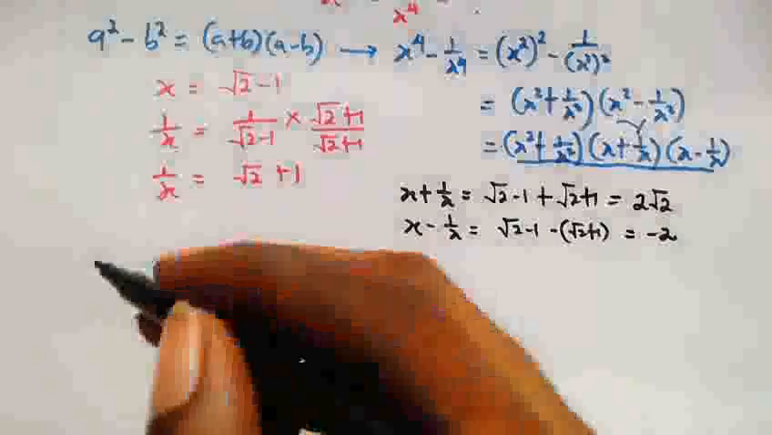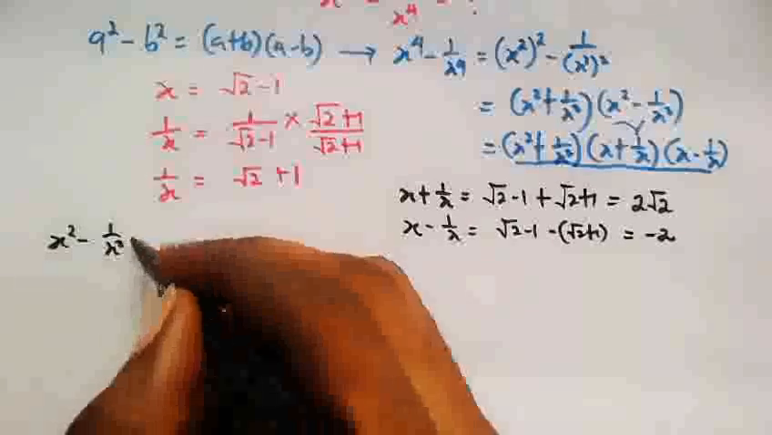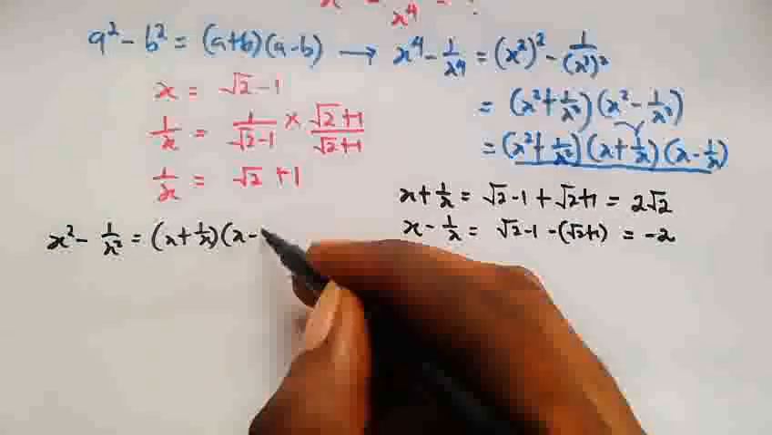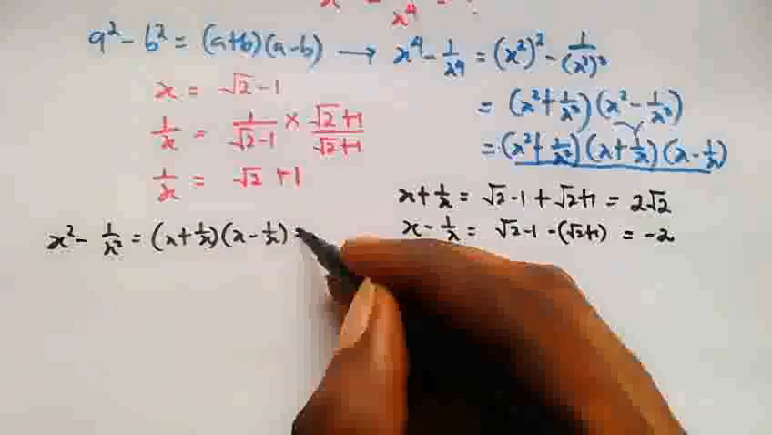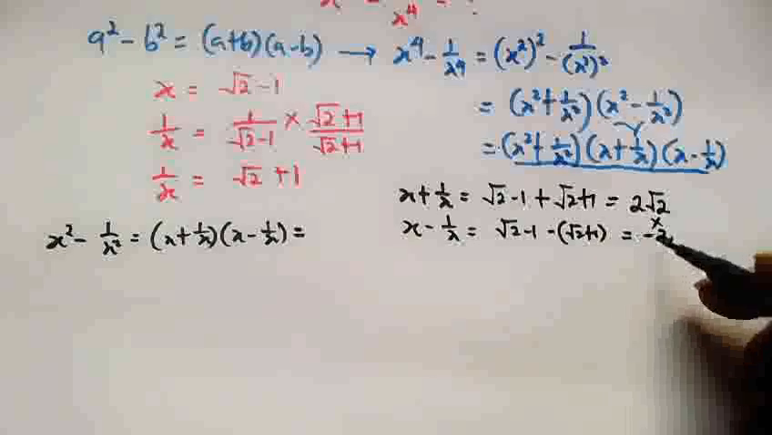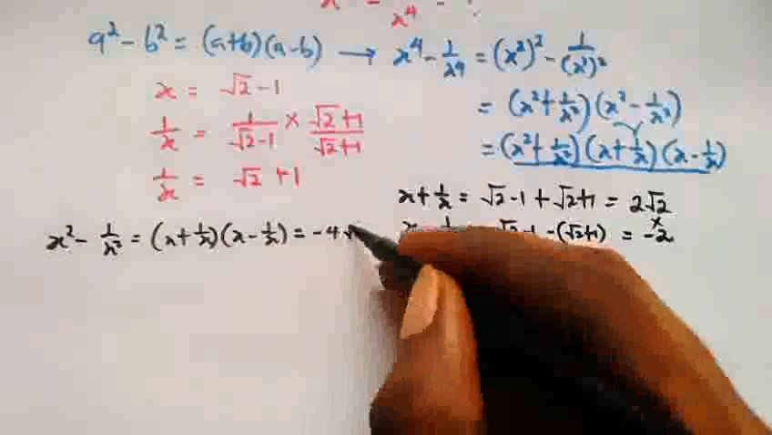So by so doing, we have x squared minus 1 all over x squared equal to x plus 1 all over x times x minus 1 all over x, and this is equal to, multiplying this together, negative 2 times 2 root 2, so we get negative 4 root 2.